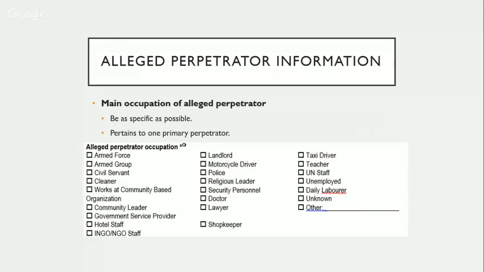The next one is about the main occupation of the alleged perpetrator. Here again, it's important to be as specific as possible. And remember that if there are multiple perpetrators, this pertains to one of the primary perpetrators. This question as well, in your setting, the response options may vary according to what's most appropriate in your setting. It's important to note one distinction. There's a difference between armed force and armed group. When we say armed force, we mean a state military group. When we say armed group, we mean a non-state armed group.